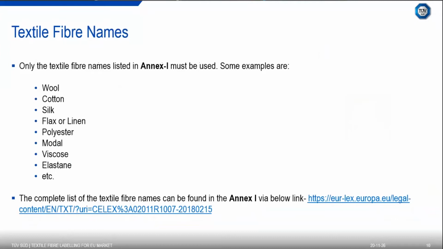Now, while labeling the textile product, it is essential to use only the specific fiber name that is listed in Annex 1 of the regulation. Some examples are wool, cotton, silk, flax or linen, polyester, modal, viscose, elastane. These are some examples commonly used in textile products in the fashion industry. But apart from that, there is quite a big list of textile fiber names given in Annex 1. You can access it through the link and you can use them.